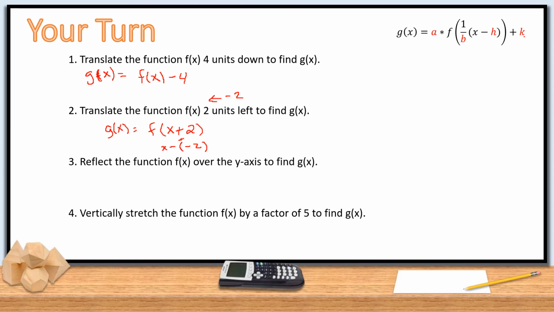Reflection over the y-axis. We saw this one on the previous slide. g of x is f of negative x, because you want to make the x value negative as opposed to the y value. And then vertically stretch the function by a factor of 5. We saw this one as well. g of x is equal to 5 times f of x.